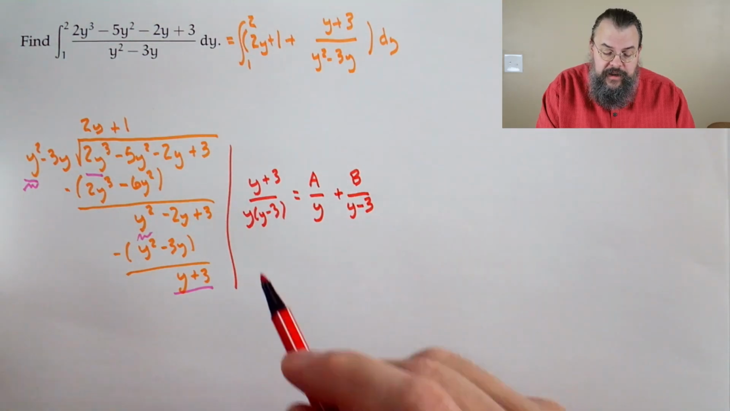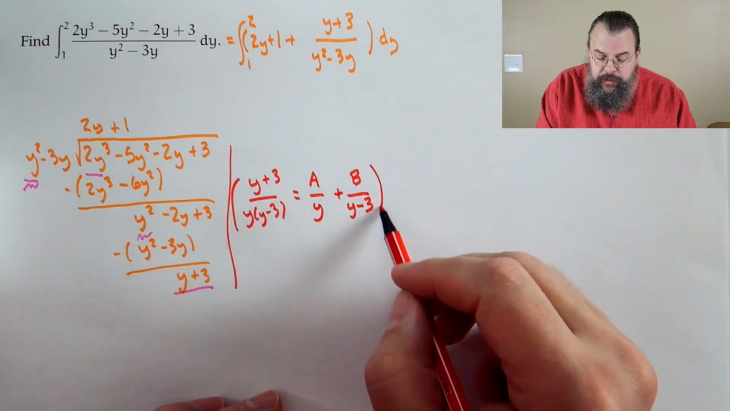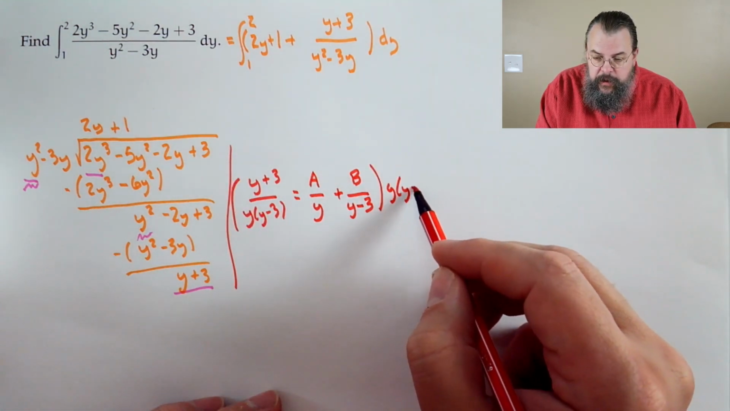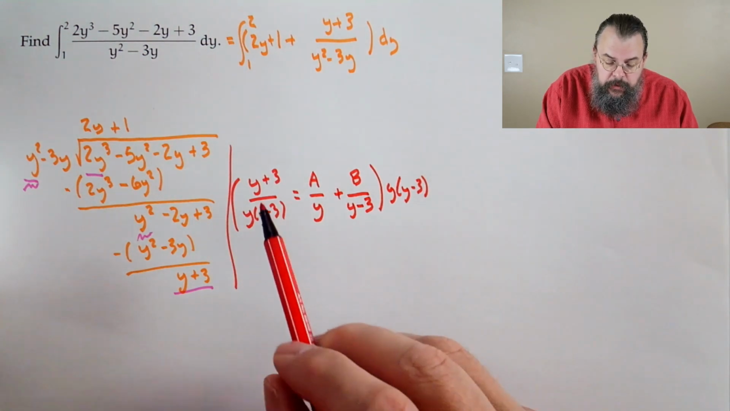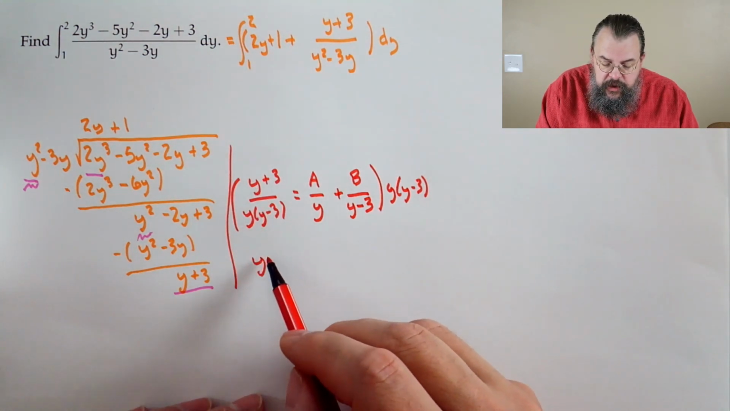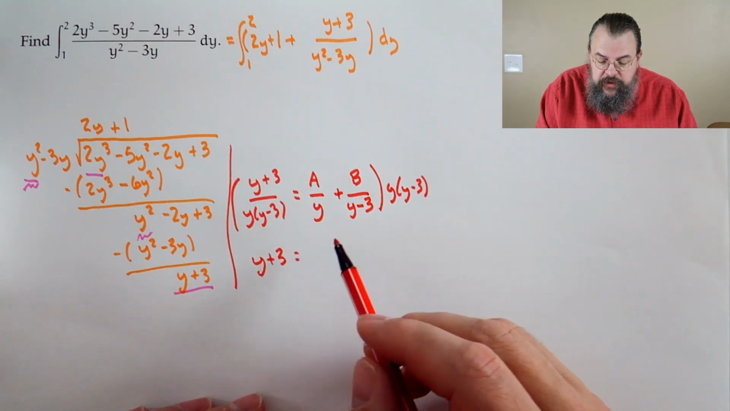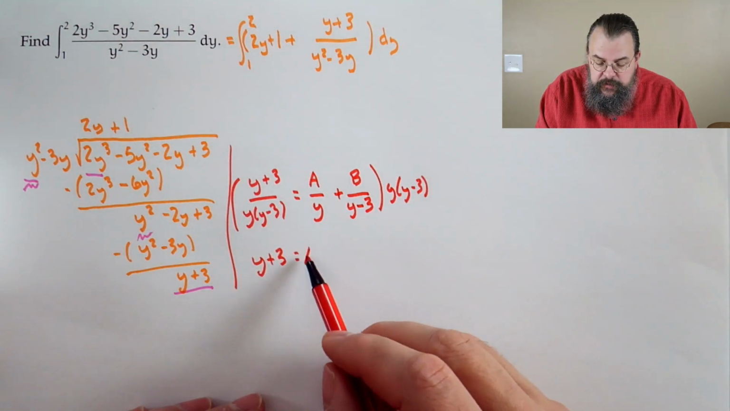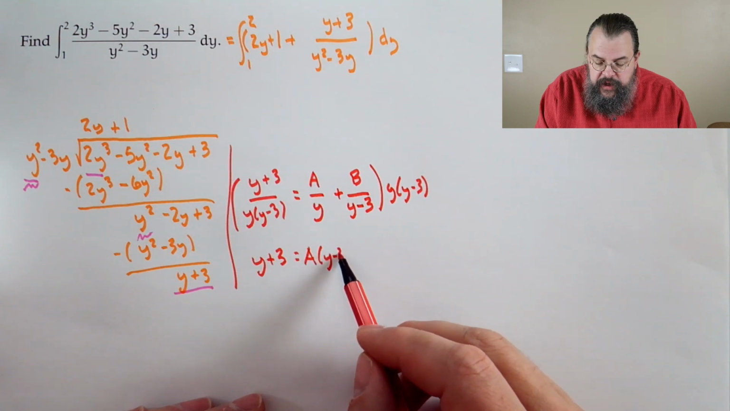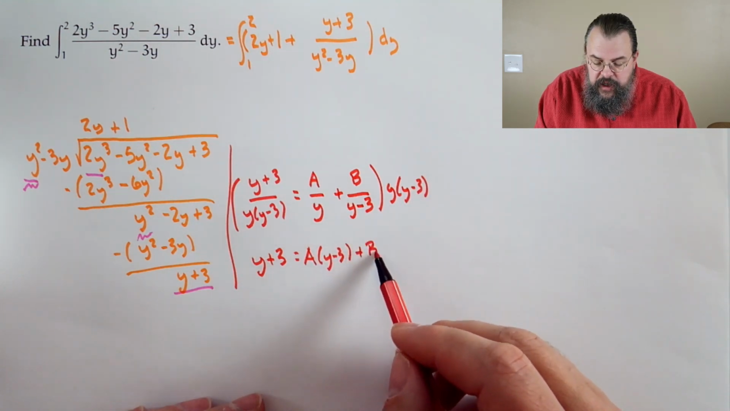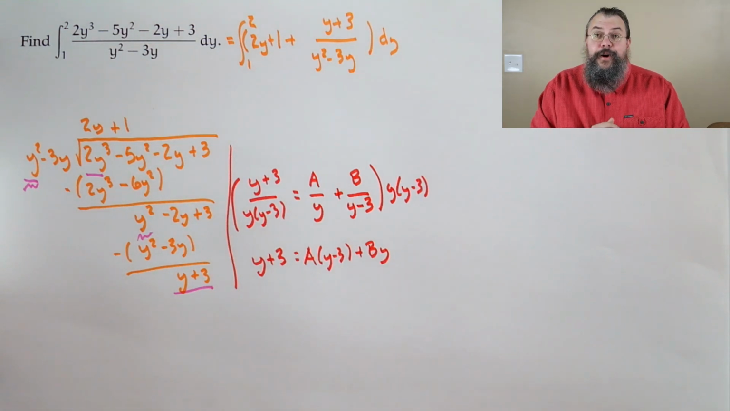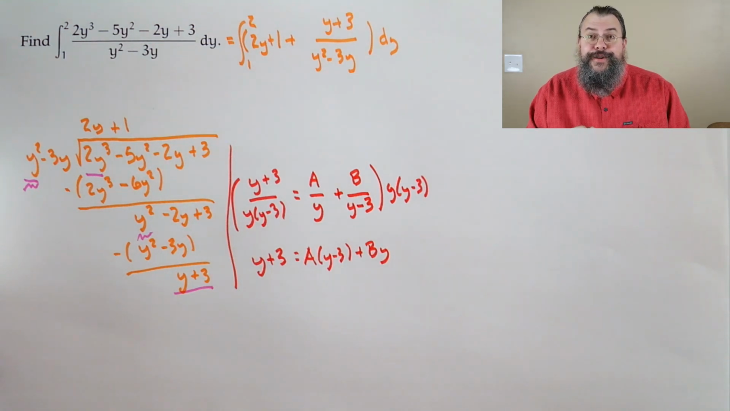Clear your denominator. Okay, so multiply everything times y minus 3. And when we do that, on the left-hand side, y plus 3 equals, the y's cancel in the first term, so A times y minus 3, and the y minus 3 is canceled in the second term, B times y.